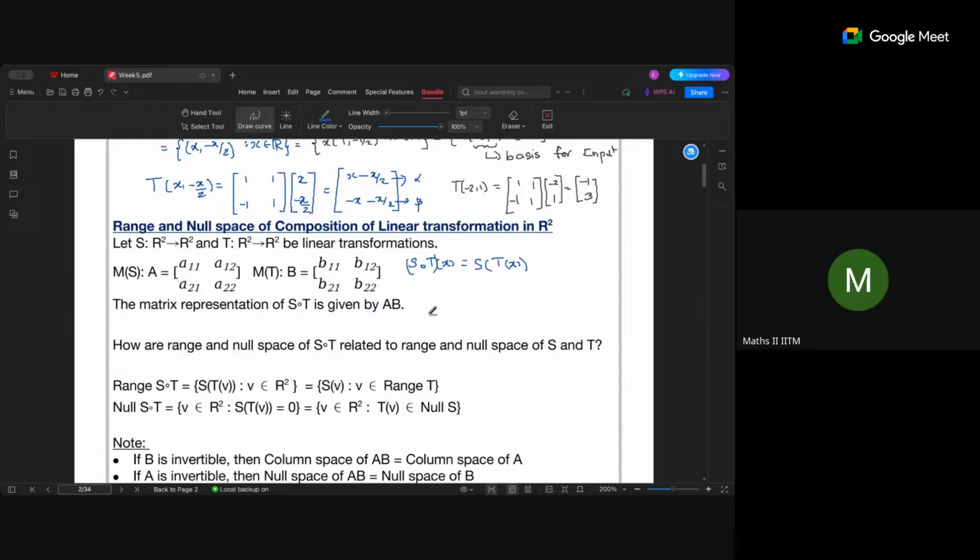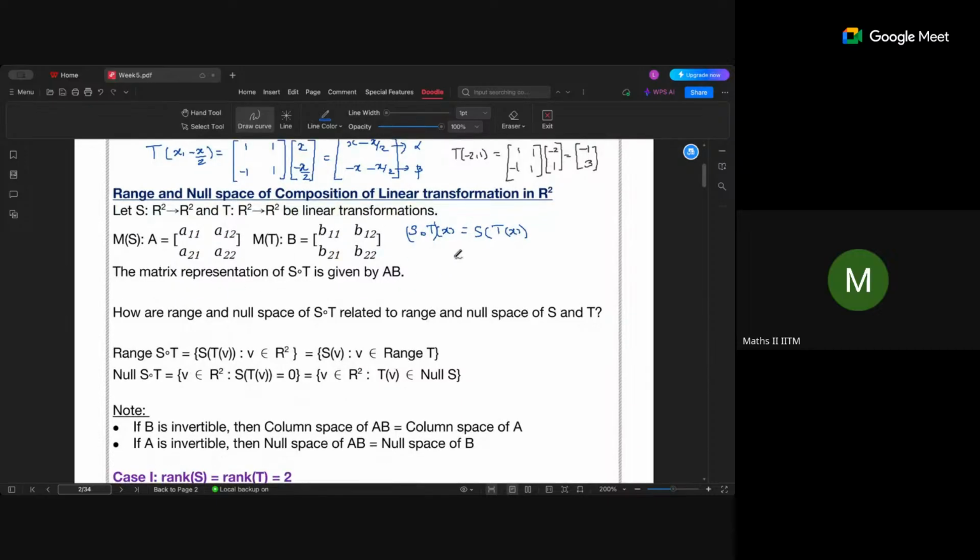Now, how are the range and null space of this S composition T defined? The range of S composition T, the usual definition, is S of T of V, where V is in R2. But what is TV? So what is this set? The set of all T of V such that V is in R2. Can anyone say what this set is?